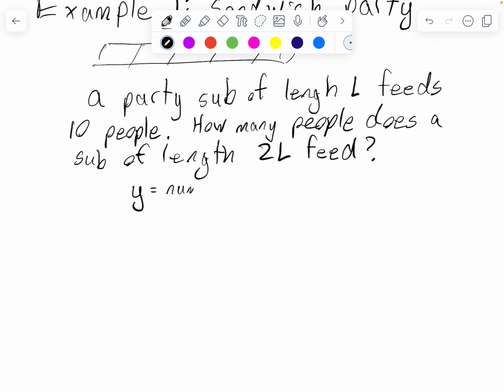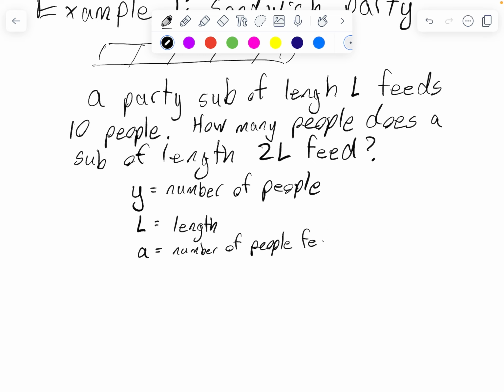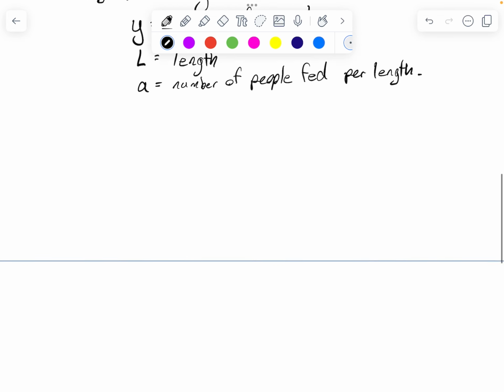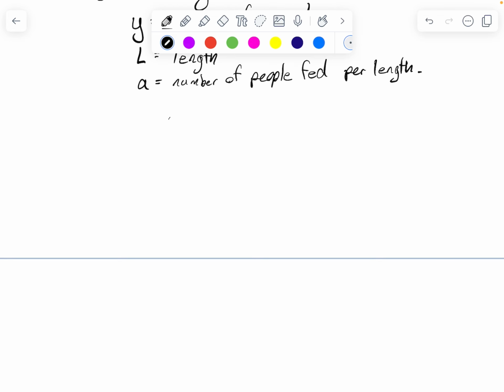We're going to start by defining our variables. Let's say that y is the number of people that can be fed. L, we've already said, is the length of the sub. And we need to have some constant that's telling us how many people can be fed for a certain amount of sandwich. So we'll just call that A, and that's the number of people that can be fed per length of sandwich. Now, the units for this don't exactly matter. In physics, of course, we would be using meters, but we just need some constant that's telling us the relationship.